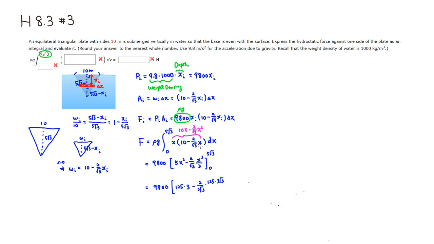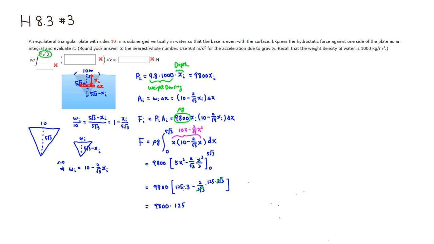So it looks like we can do some cancellation here. We know that the 3 square root of 3 cancels with the 3 square root of 3 there, so this is going to be just 2 times 125. And if you plug in 0, it's 0, so I'm not going to do anything there. So it looks like we're going to have 9800 times 125 times 3 minus 125 times 2, which is just 125.